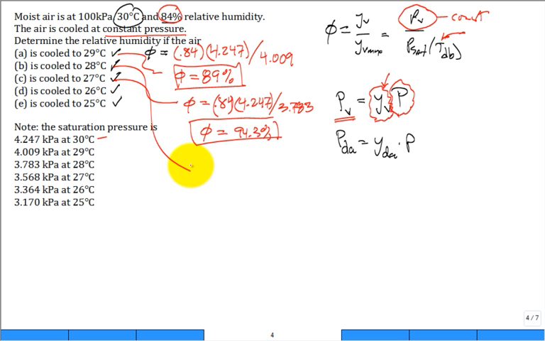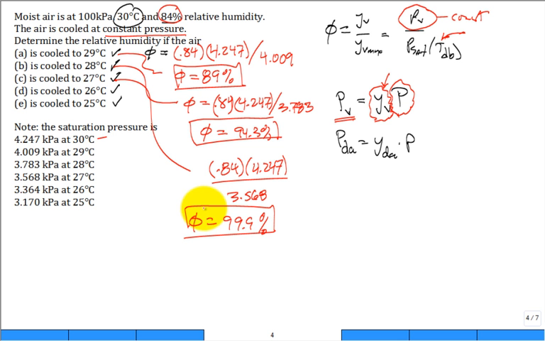And then let's do it for the next one. 0.84 times 4.247 divided by 3.568. And what do you get? 99.99%. So guess what? It's saturated. Guess what the dew point temperature is for the original gas mixture?